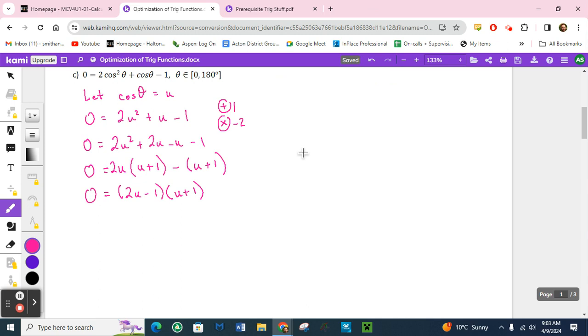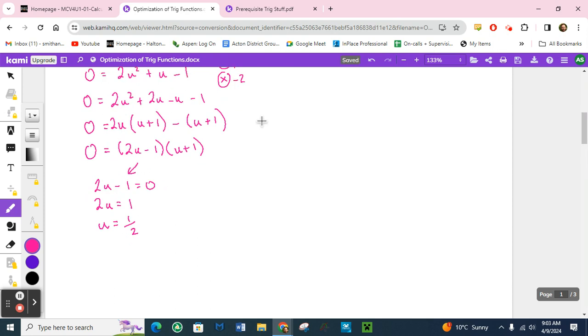We now have it to a point where we actually can figure out what u is equal to and what cosine is equal to. So from this first bracket, what makes 2u minus 1 equal to 0? I got lots of space, so I'm just going to use it. What makes 2u equal to 1? What happens when u is equal to 1/2? But if you guys recall, we said that u is equal to cosine theta.